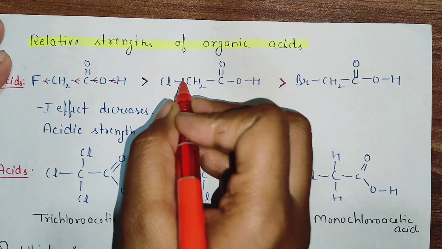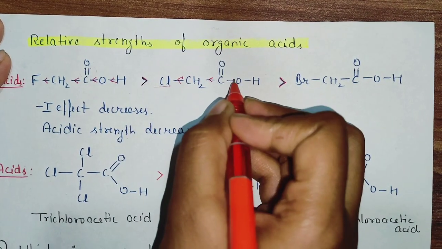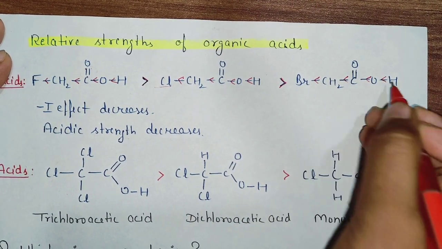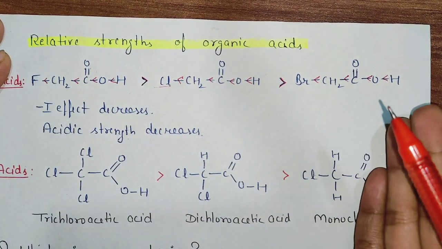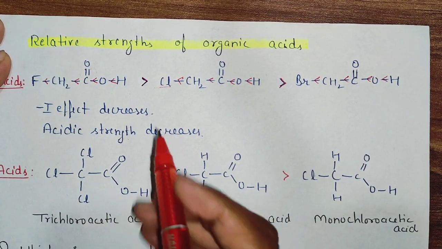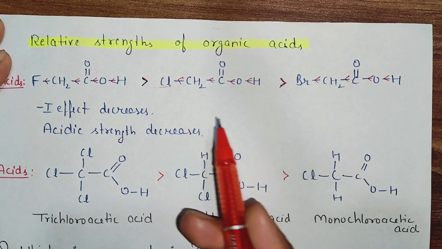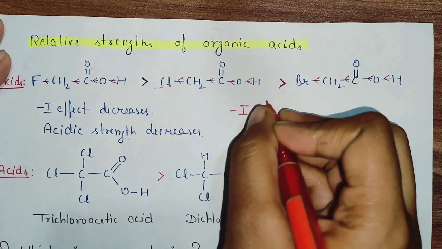And here, chlorine is also electron withdrawing in nature. It will withdraw electrons like this. Also, bromine will also withdraw the electrons. So as minus I effect decreases, acidic strength also decreases. Okay, so minus I effect is directly proportional to acidic strength.